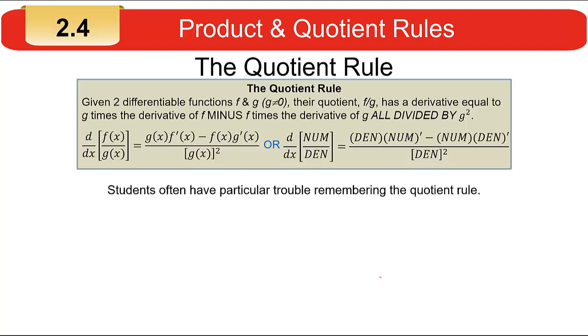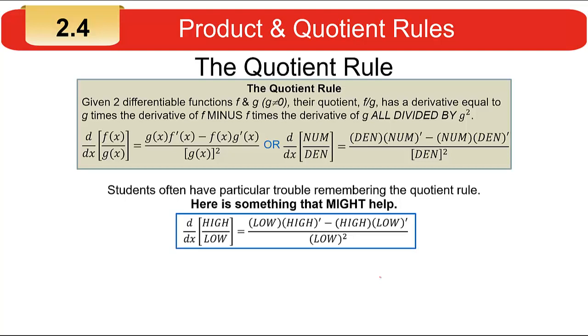I have found over the years that students have a particular problem remembering the quotient rule right, so I'm going to give you one more thing. This might help, and if it does, use it. If it doesn't, then stick with one of the things we've already talked about. If you talk about high, low, high being numerator, low being the denominator, you can write the quotient rule as low times the derivative of high minus high times the derivative of low over low squared.